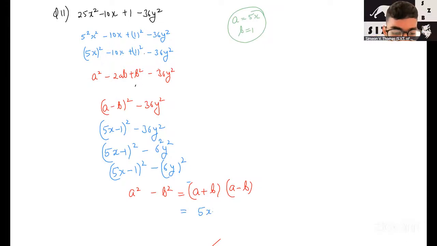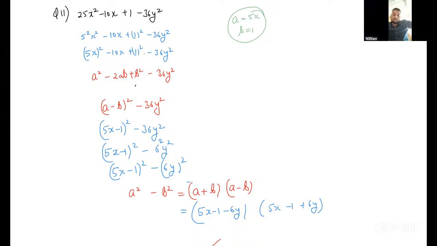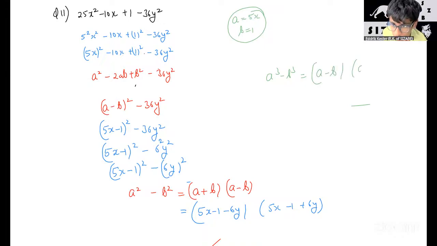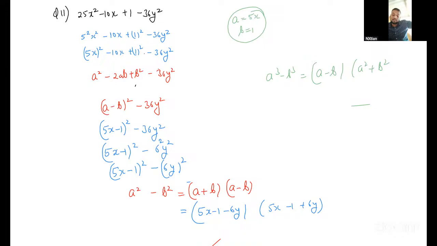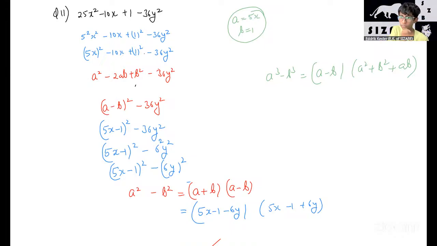Sir, what's the answer to a cube minus b cube? A cube minus b cube can be written as a minus b whole into a square plus b square plus ab. This is the property. That means a cube plus b cube equal to a plus b into a square minus ab plus b square. Yes, correct.